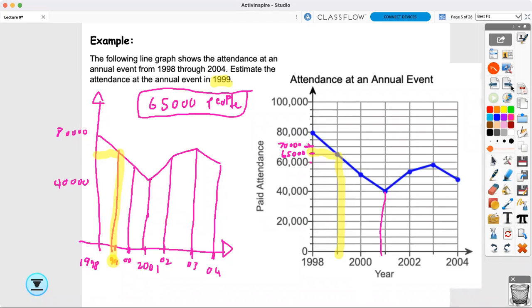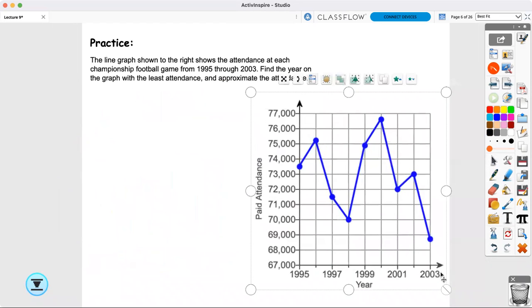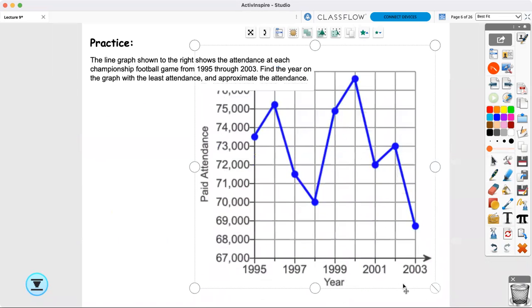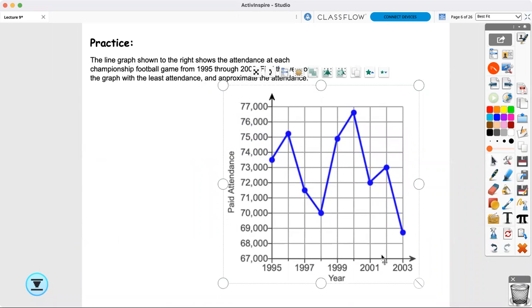All right. Now here's this practice problem, guys. For this one, you don't have to draw it in your journal just because it'll be an intense thing to draw. But go ahead and work it out and look at the computer screen and looking at the graph and try to see if you can figure out the answer. So the question says, the line graph shown to the right shows the attendance at each championship football game from 1995 through 2003. Find the year on the graph with the least attendance and approximate the attendance.